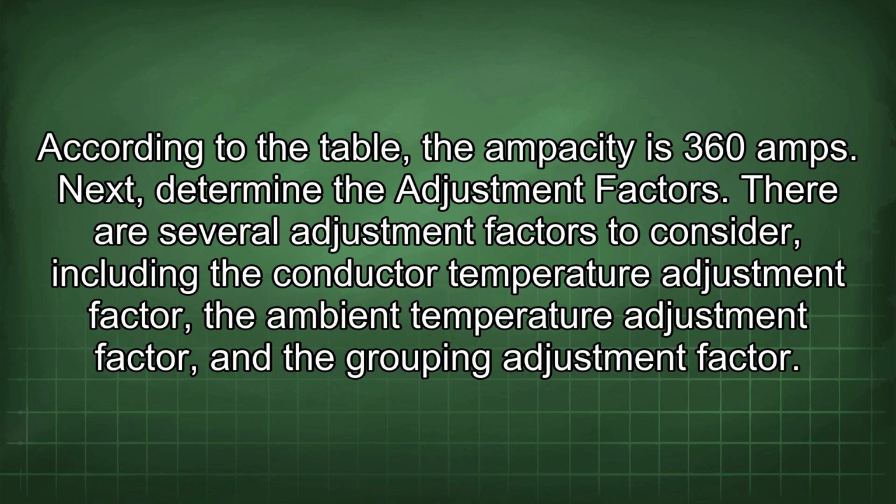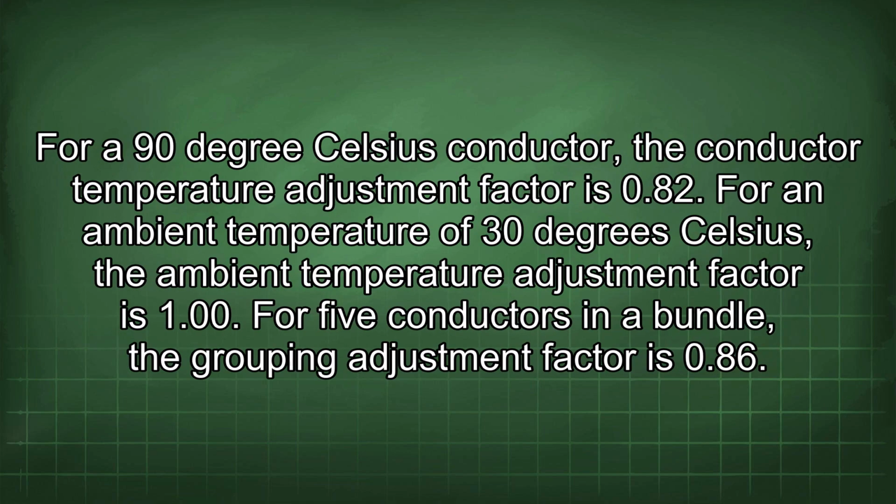Next, determine the adjustment factors. There are several adjustment factors to consider, including the conductor temperature adjustment factor, the ambient temperature adjustment factor, and the grouping adjustment factor. For a 90°C conductor, the conductor temperature adjustment factor is 0.82. For an ambient temperature of 30°C, the ambient temperature adjustment factor is 1.0. For 5 conductors in a bundle, the grouping adjustment factor is 0.86.